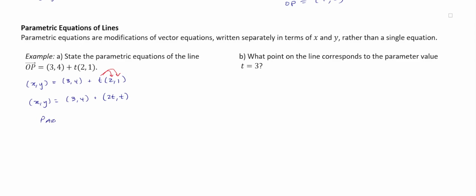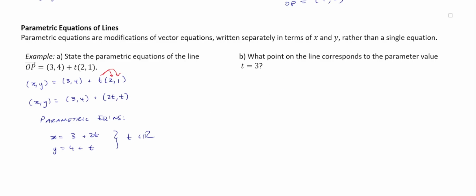So I'll just write right here, parametric equations. So then I'll say x is equal to 3 plus 2t, and then y is equal to 4 plus t. And again, where t is an element of all real numbers.